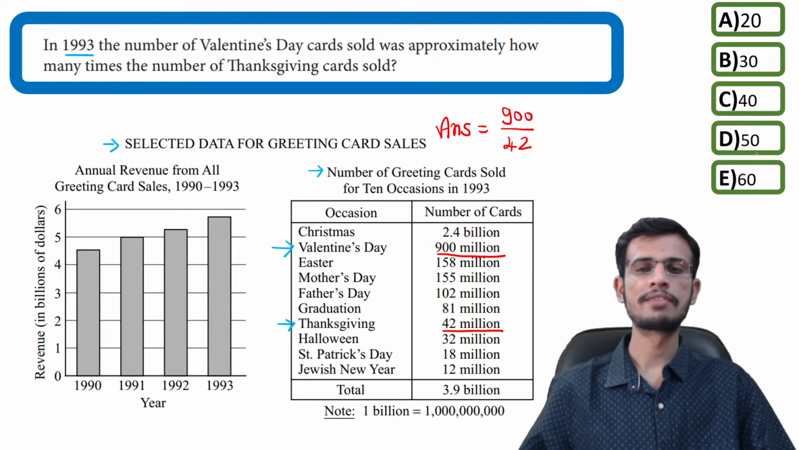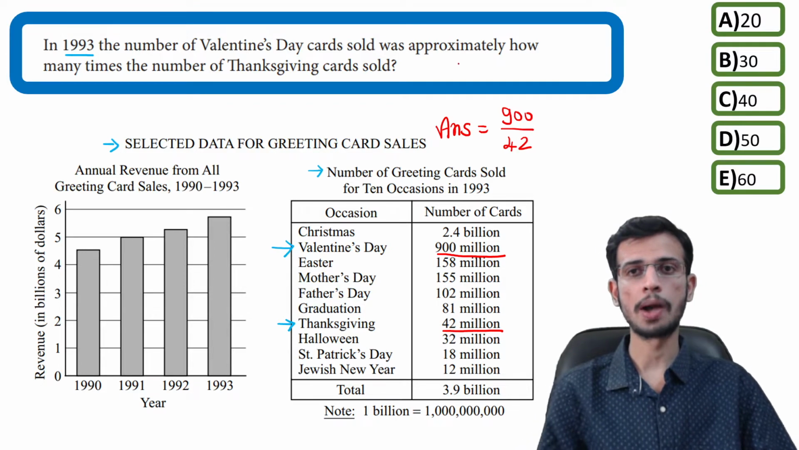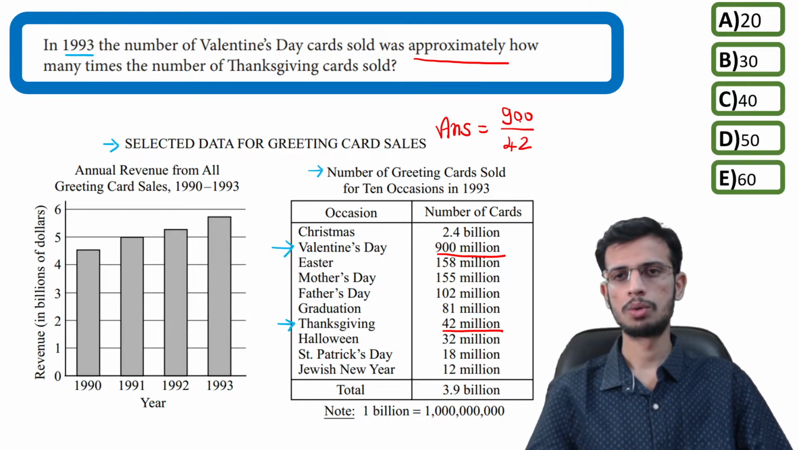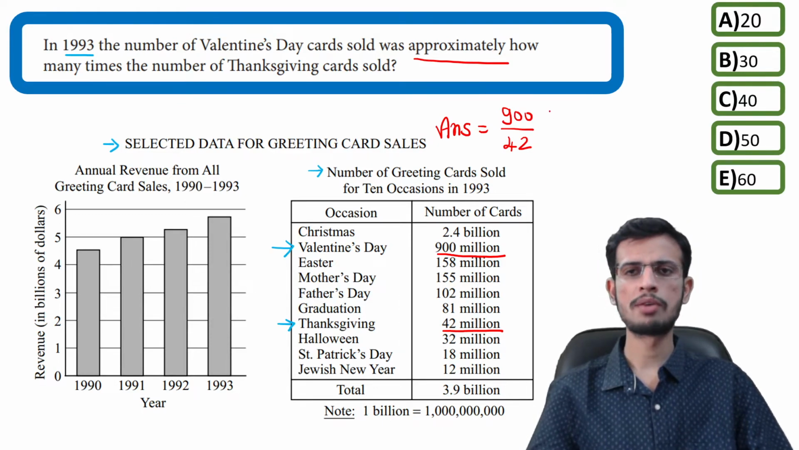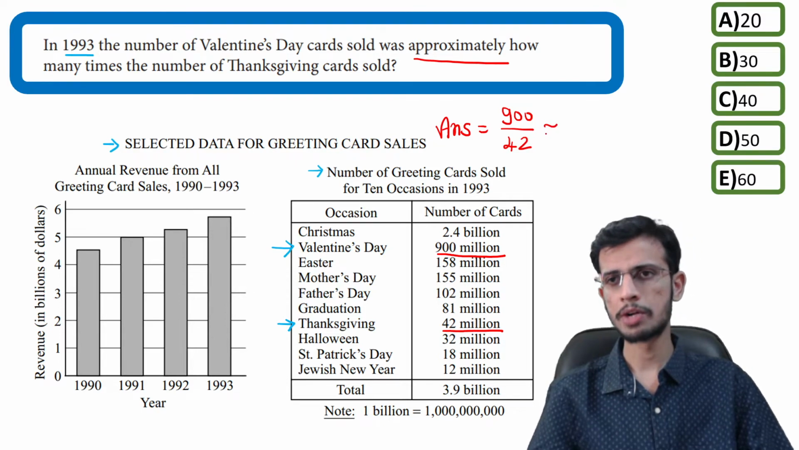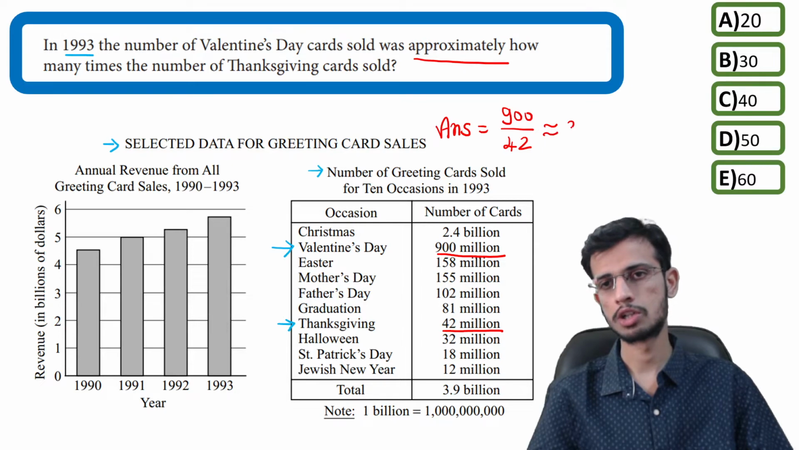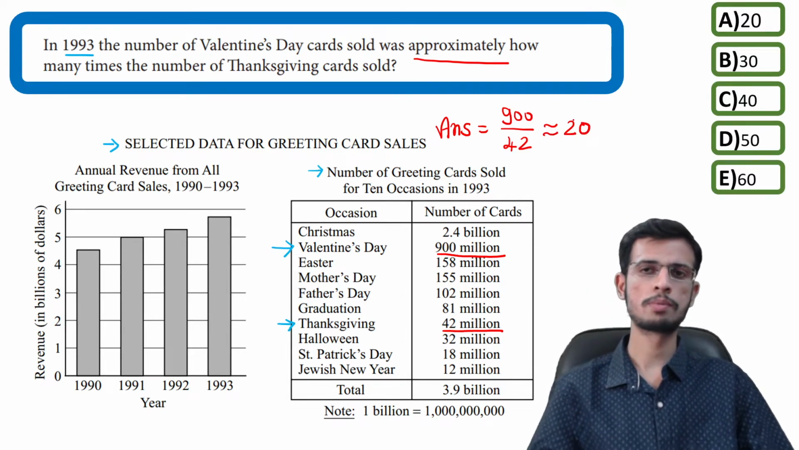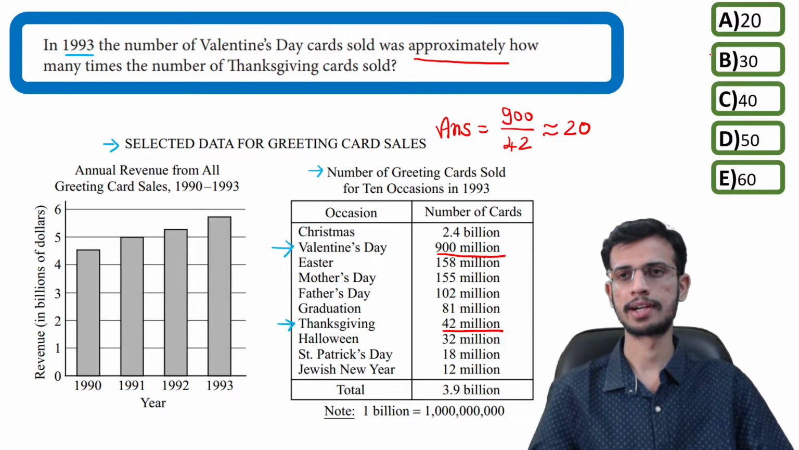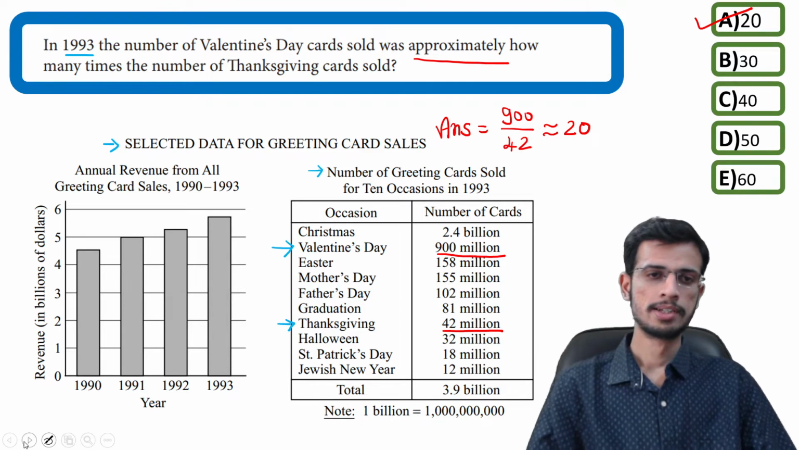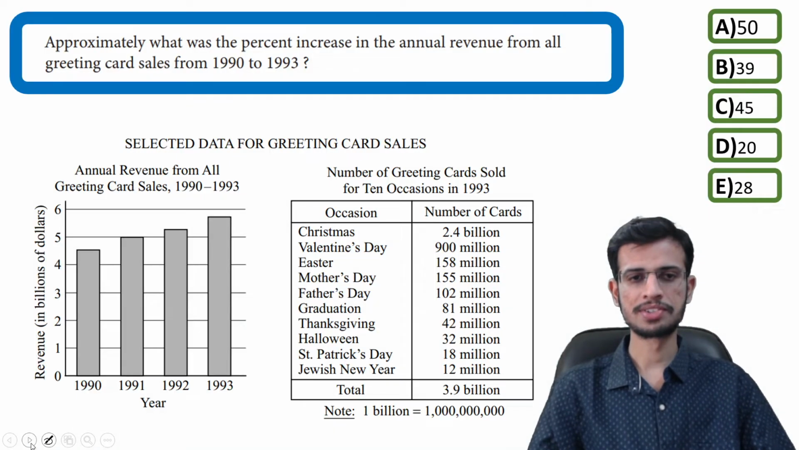20, 30, 40, 50, 60 are the options, and we have to choose approximately. So we can take it without calculation. 900 divided by 45 will become 20, right? This will be somewhat more than 20, but we can approximate it as 20, because 30 won't be the correct answer. 40 is also incorrect. Option A is the correct answer. Okay, let's move on to the next question from the same data.